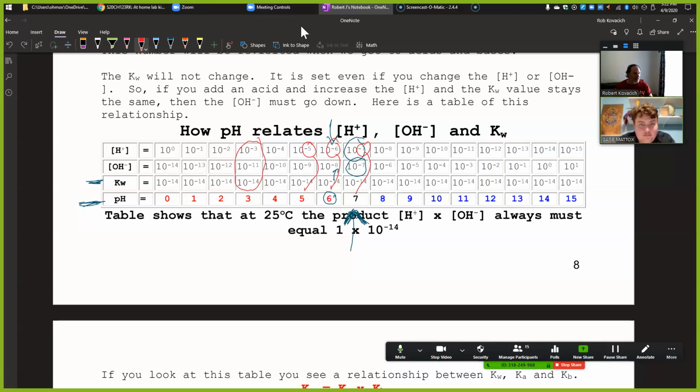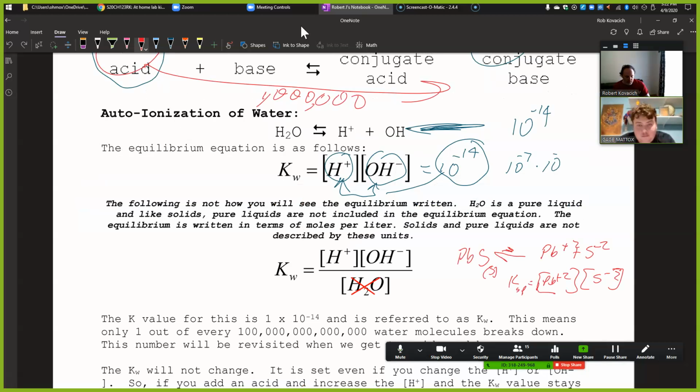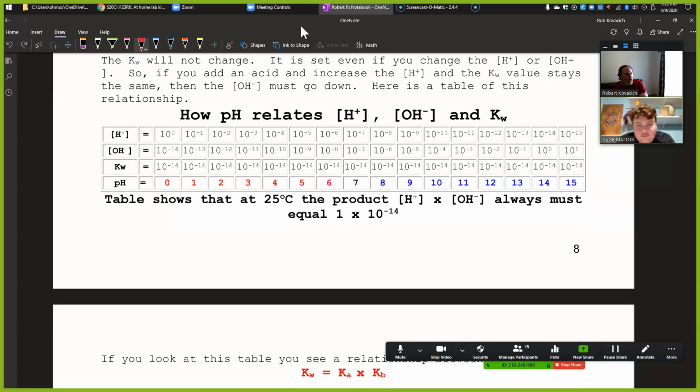So tell me about the concentration difference between these. How much more acidic is this than pure water?